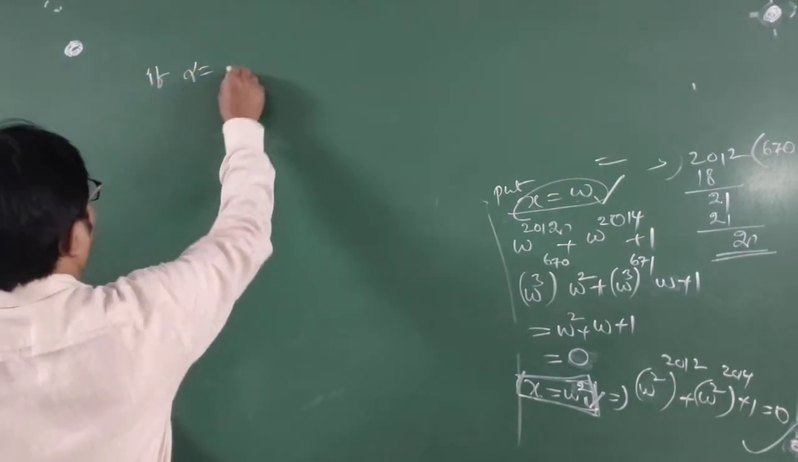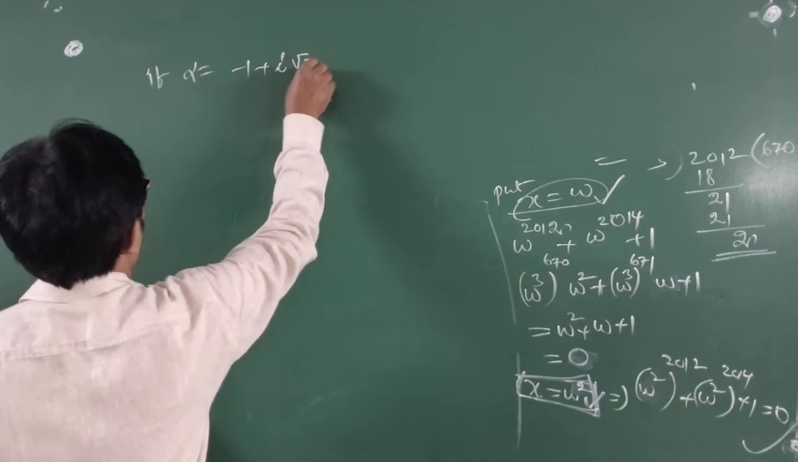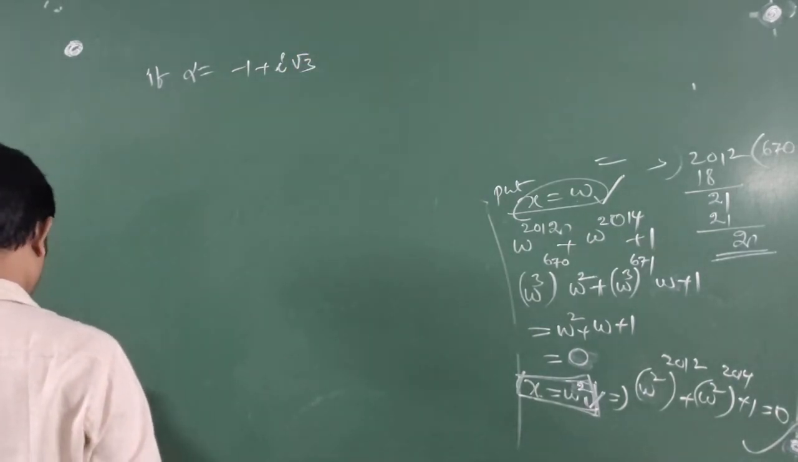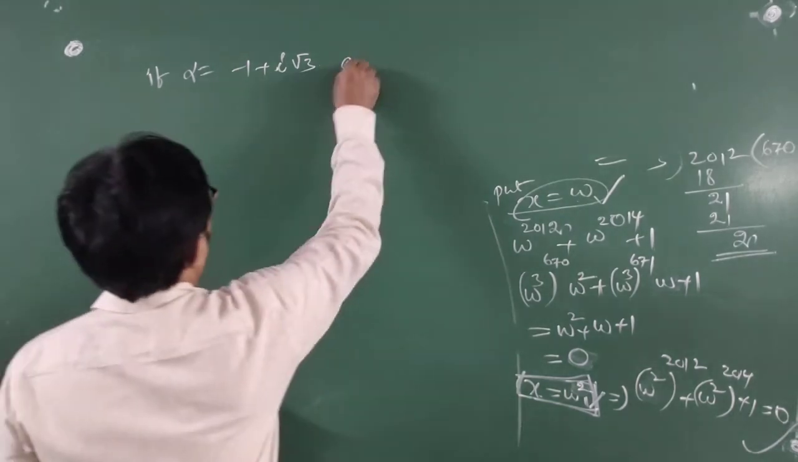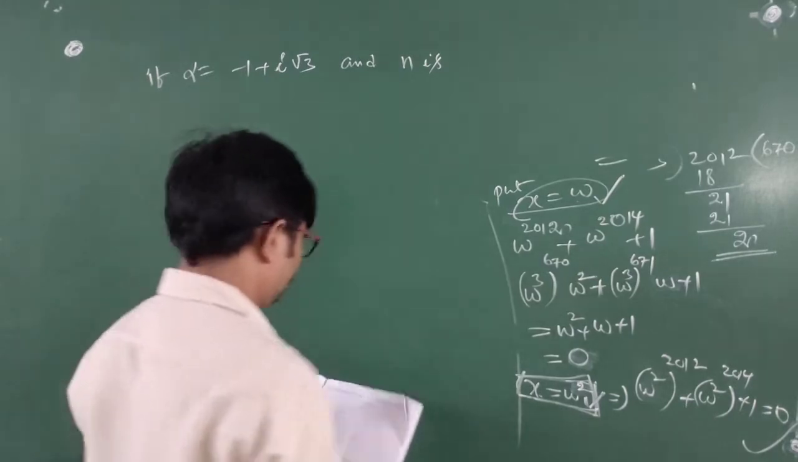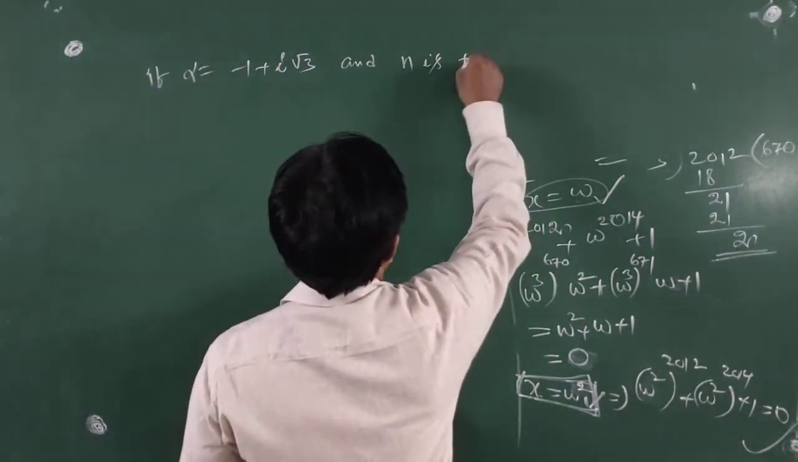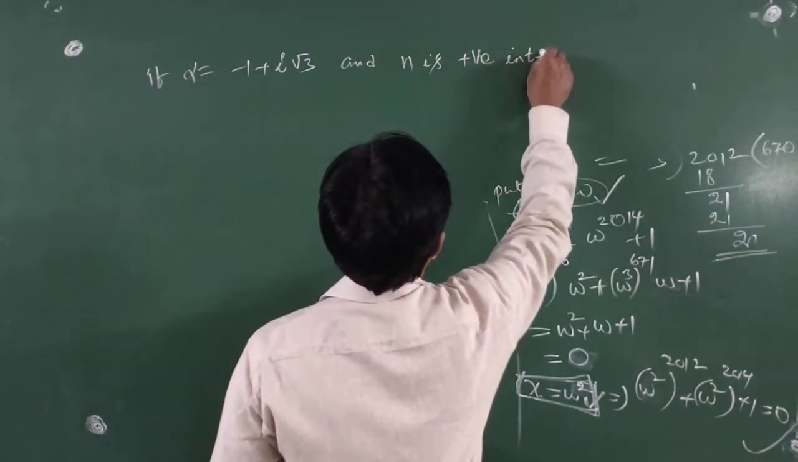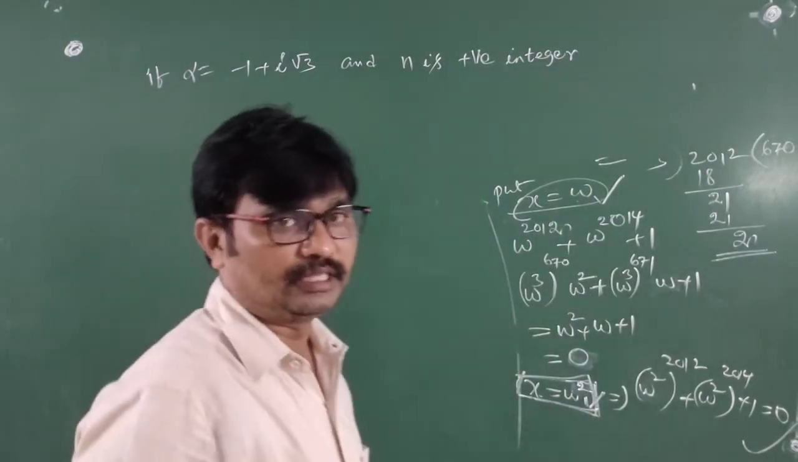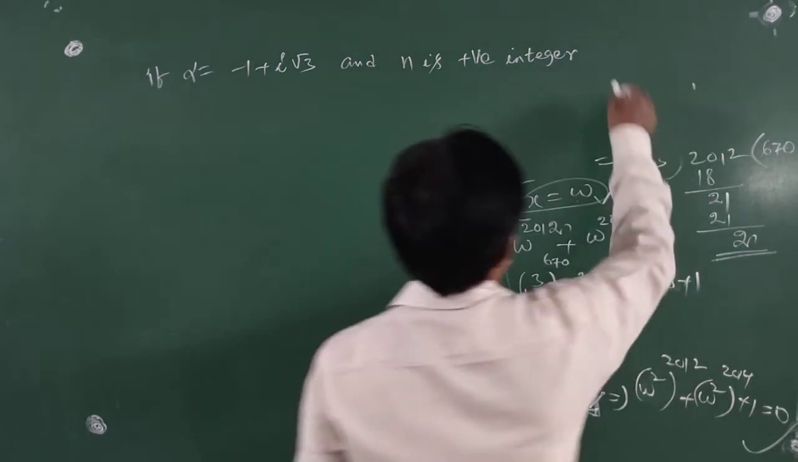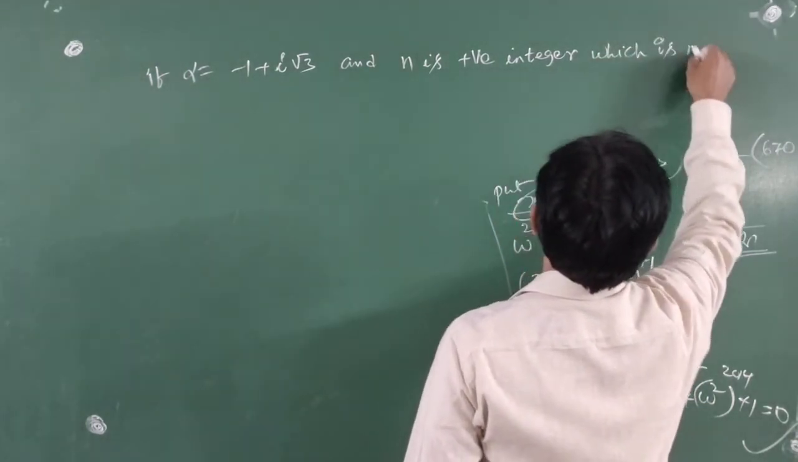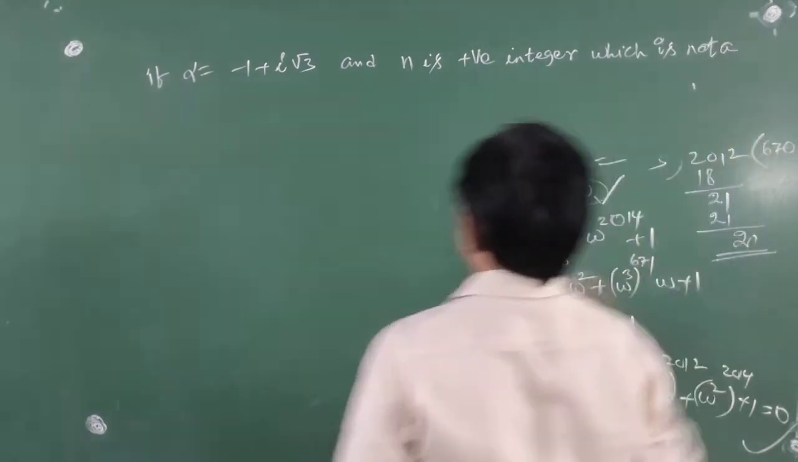Alpha equal to -1 plus i root 3, and n is a positive integer, n is a positive integer which is not a multiple of 3.